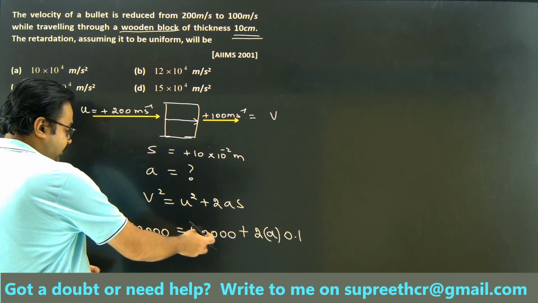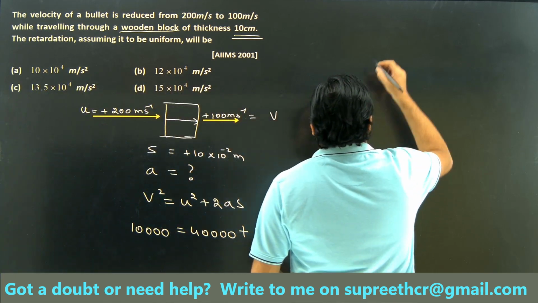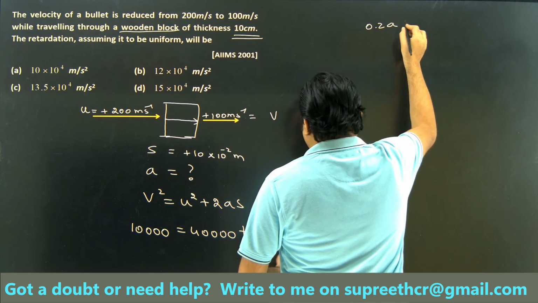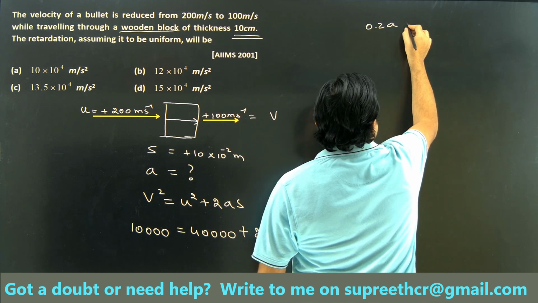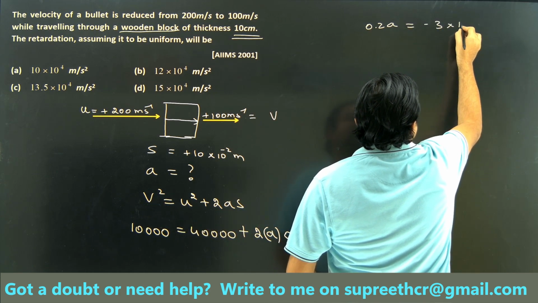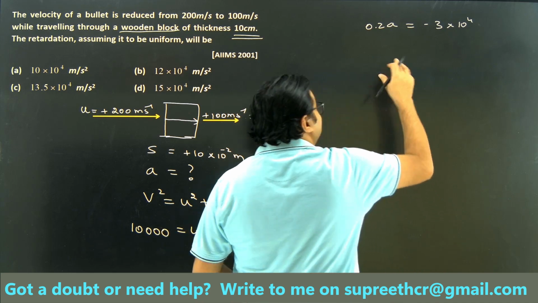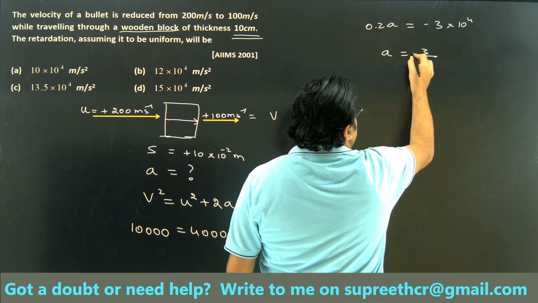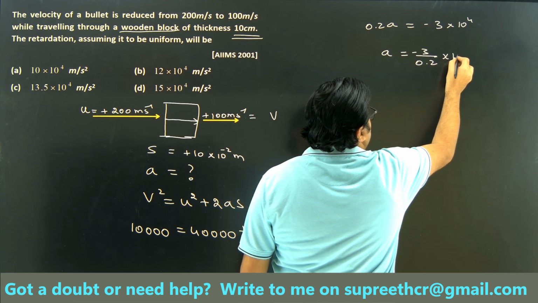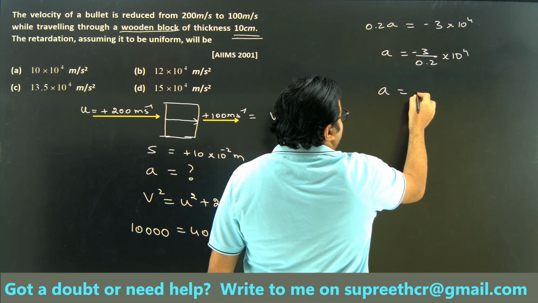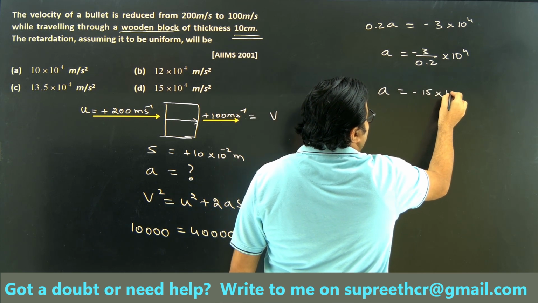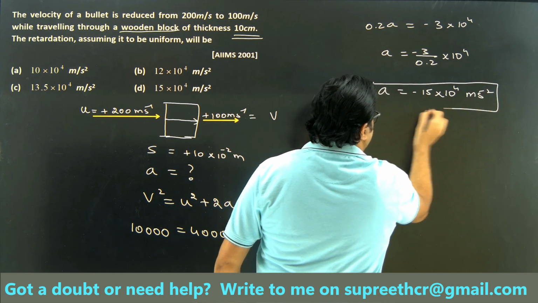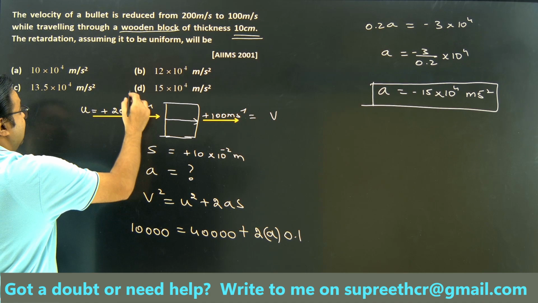When that is the situation, transfer this to this side, you will have 0.2 into a. I'm just writing this part first. Transferring it there, you will have minus 3 into 10 to the power of 4, because 30,000 can be written as 3 into 10 to the power of 4. So what does a become equal to? 3 divided by, with a minus sign, 0.2 into 10 to the power of 4. A becomes minus 15 into 10 to the power of 4 meter per second square. That is the acceleration. So that matches with option D.